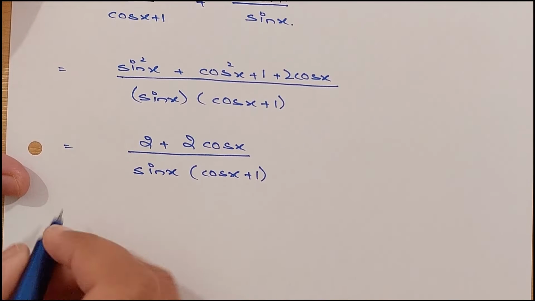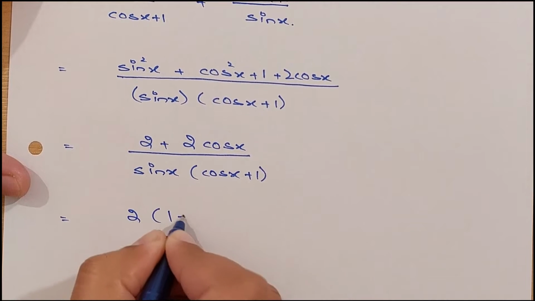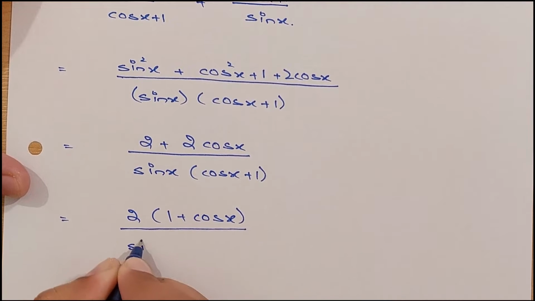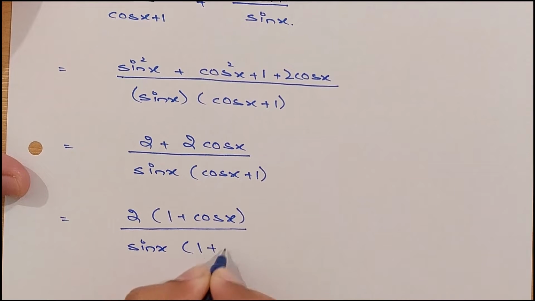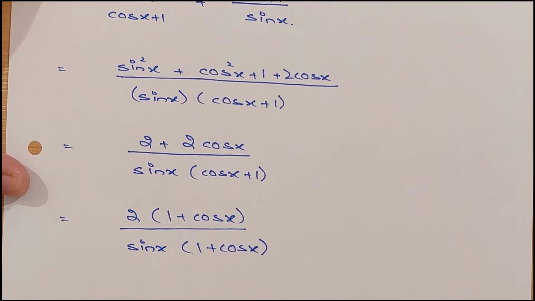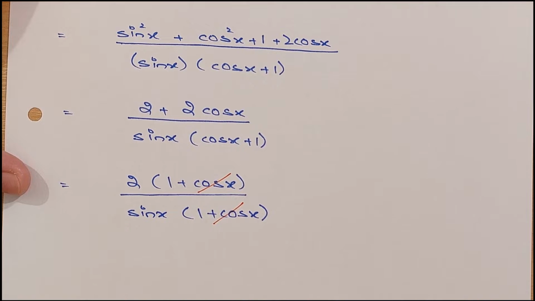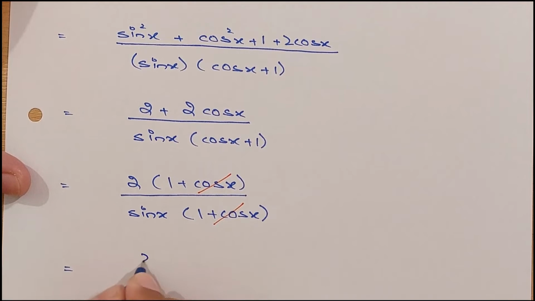Taking 2 common from the numerator. So 2 is common, (1 plus cos x) over sine x into (1 plus cos x). Cancel the like factors, 1 plus cos x. So we are just left with 2 over sine x. And that is my right hand side.